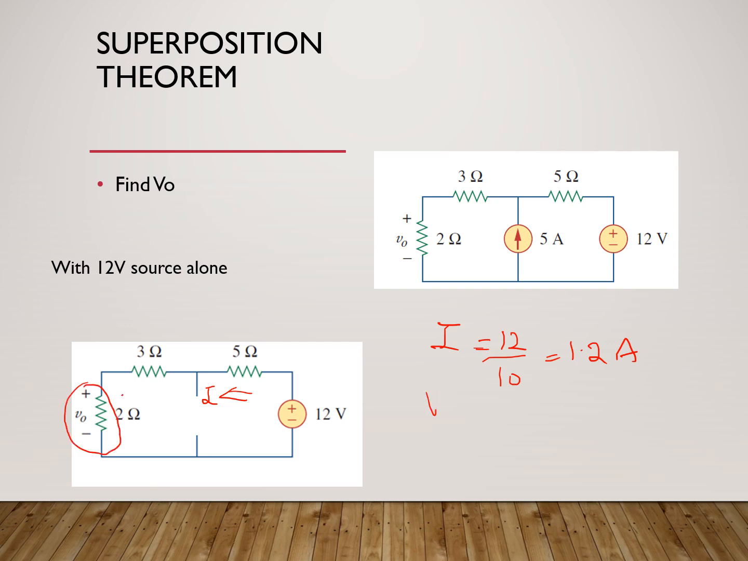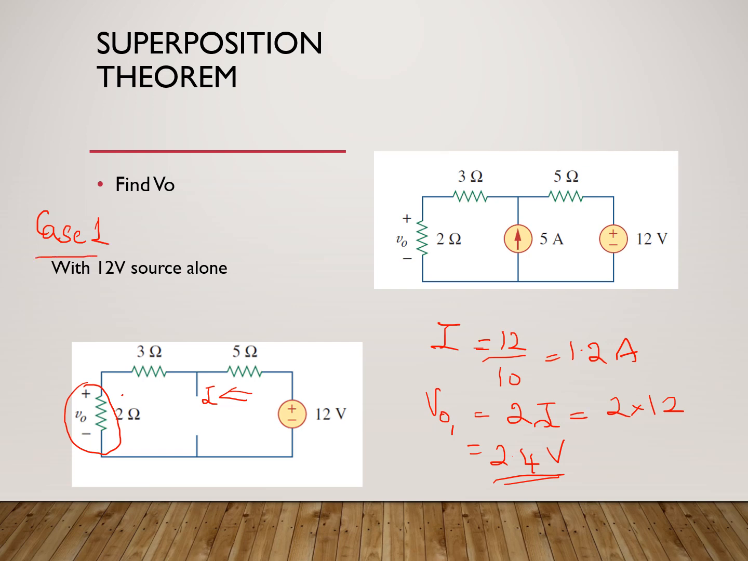So VO is equal to 2 into I, the current, into the resistance, which is 2 into 1.2, 2.4 volt. I can call this VO1. So this is case 1, where you have only the 12 volt source acting, right?